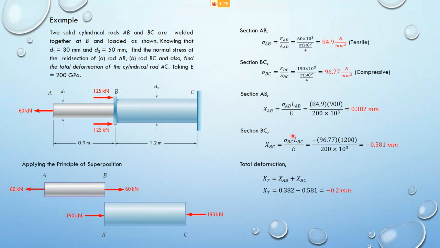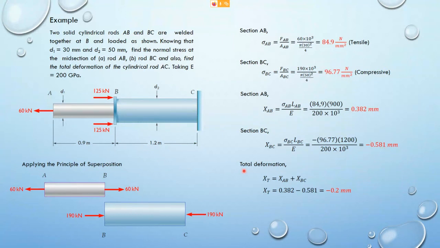So the stress for BC is compressive 96. That is why you see there's a negative sign here now, because this is compressive. So you can put a negative sign, and it's 6.77. The total length is 1.2 meters, so 1200 mm. Because this is in millimeter, everything I keep as millimeter. So you get a deformation of negative 0.581 millimeter. Remember, this is compressive and this is tensile. This is elongation, this is contraction.